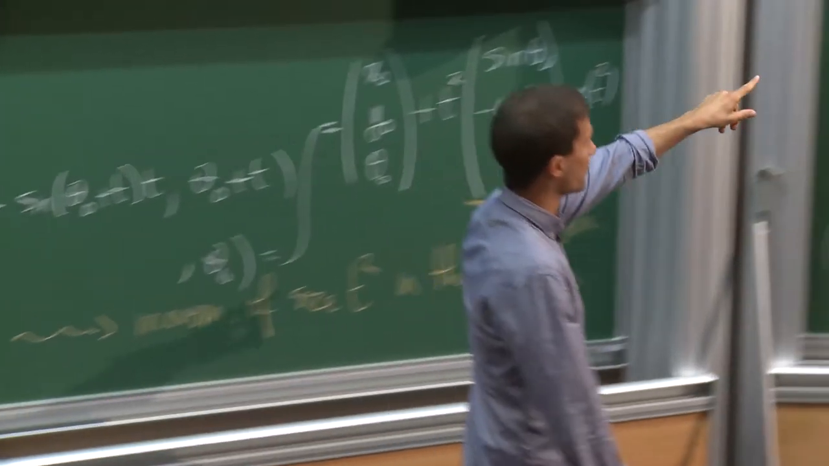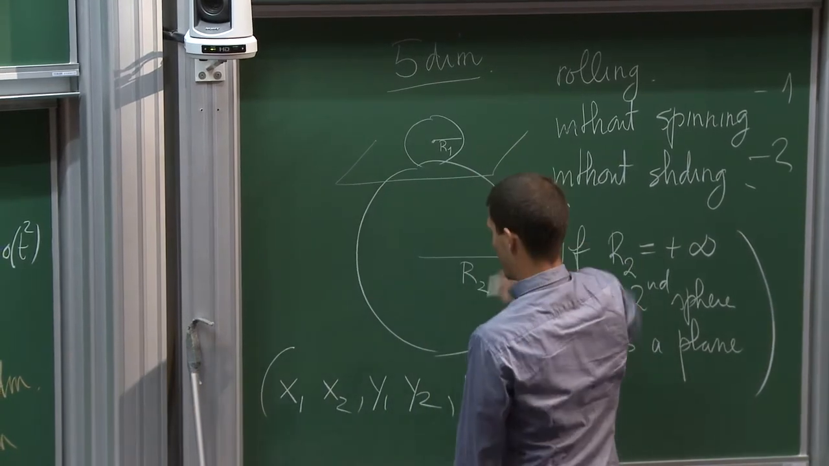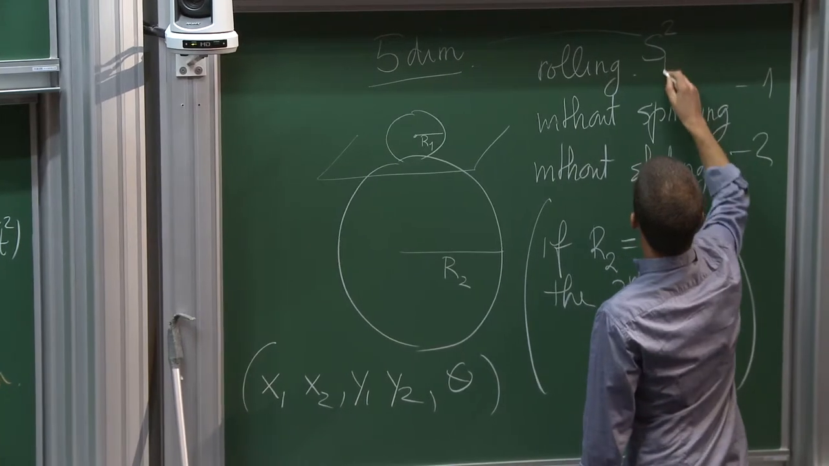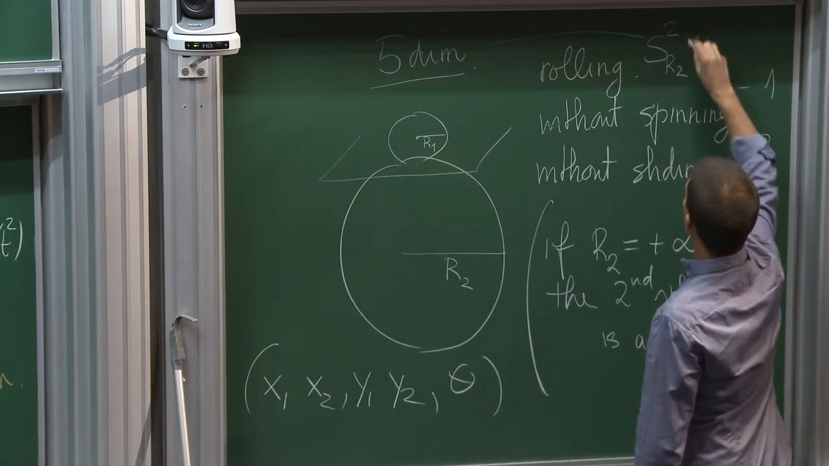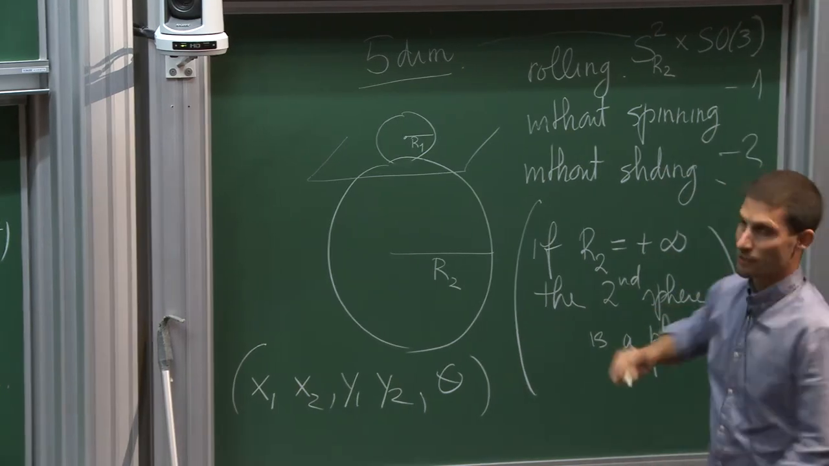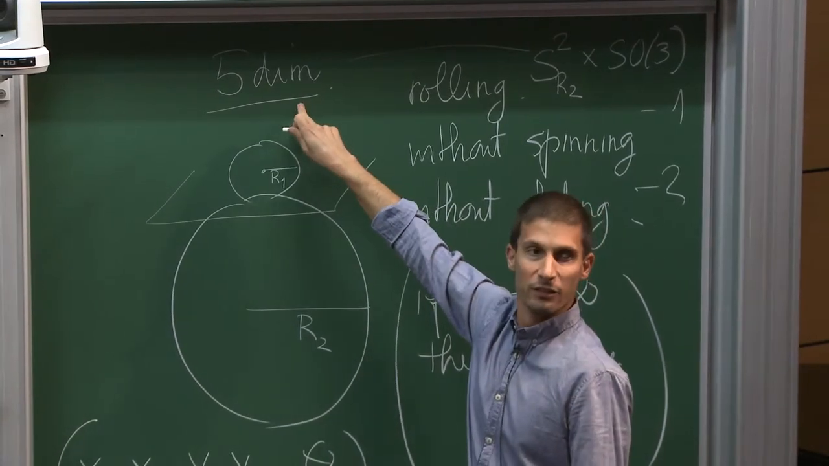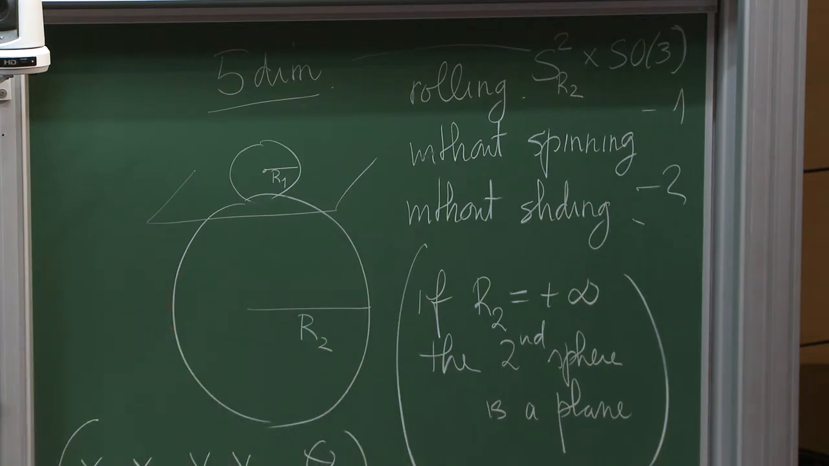Formally, you can write down what this five-dimensional object is. It's just S2, the sphere of radius R2, you fix the point, and then the group SO3, which fixes the position of a rigid body. So if you want to write precisely what this five-dimensional object is, it is this. Maybe it looks weird to you, but it's just to write a formal object and not just words.